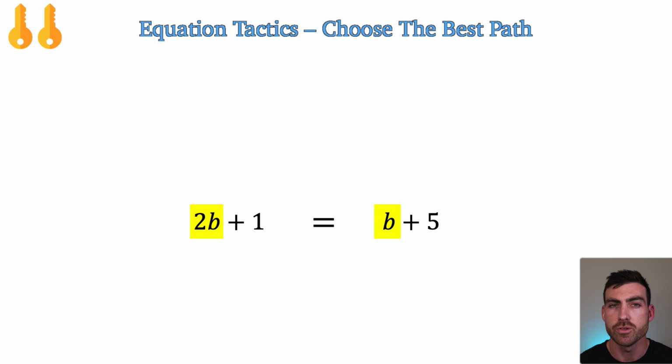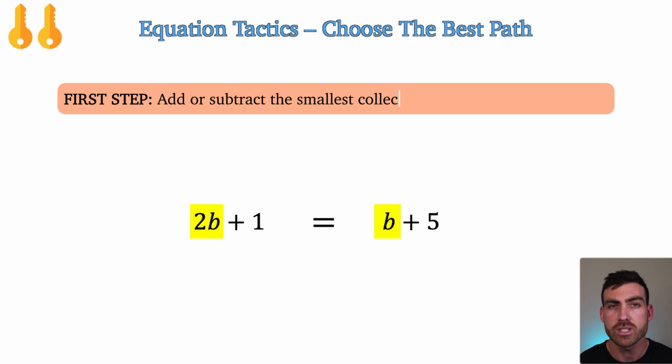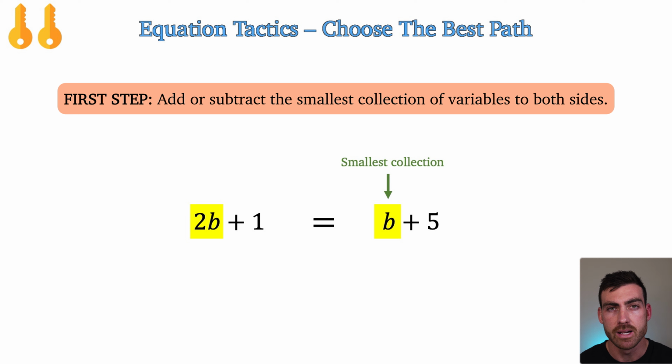So how do you choose the smart path? Start by collecting the variables. And here's the first step. Add or subtract the smallest collection of unknown variables to both sides. In this case, one group of B is smaller than 2 groups of B. So we subtract B from both sides, turning it into a problem you now know how to solve.